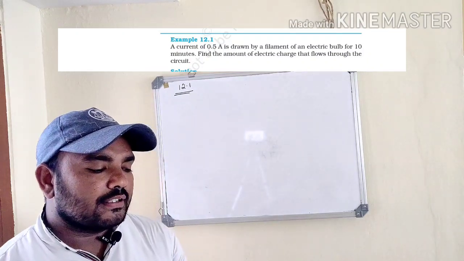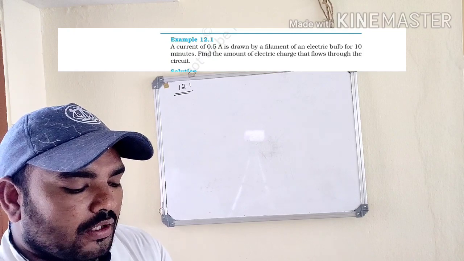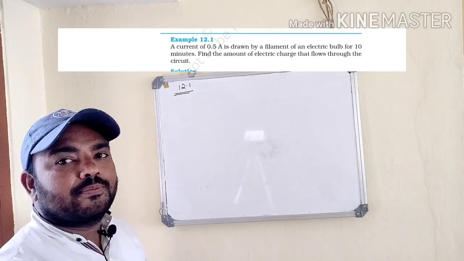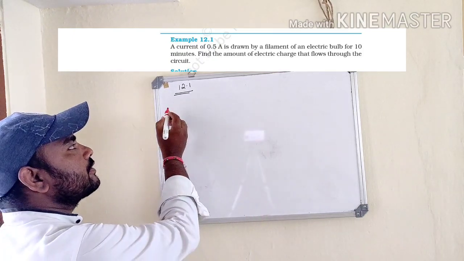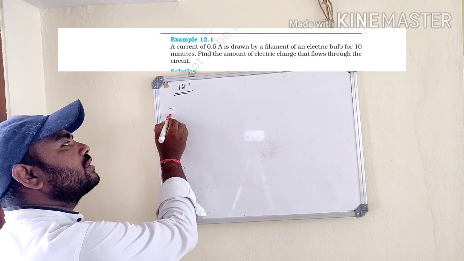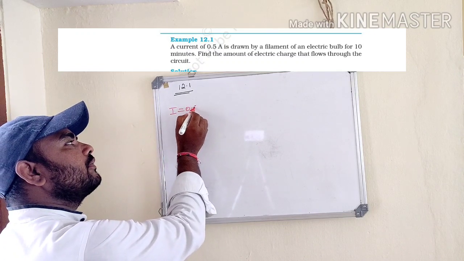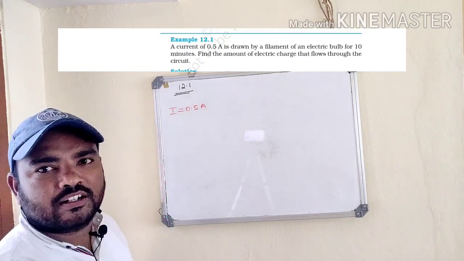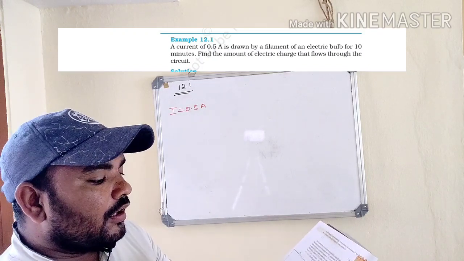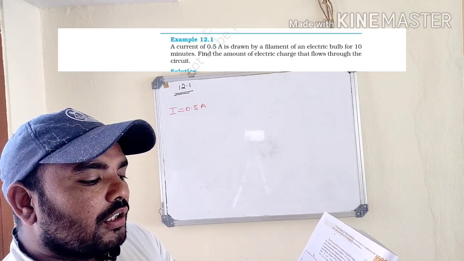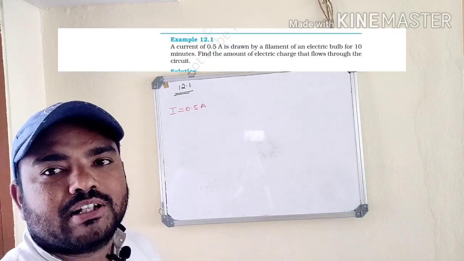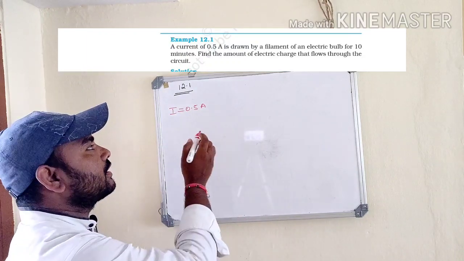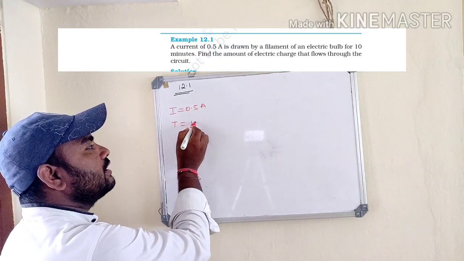What he is telling us in this question is that a current is flowing through the conductor. Let me write it: the current flowing is 0.5 ampere in the conductor. Then he tells us for how much time it is flowing through the conductor, that is, the time is 10 minutes.